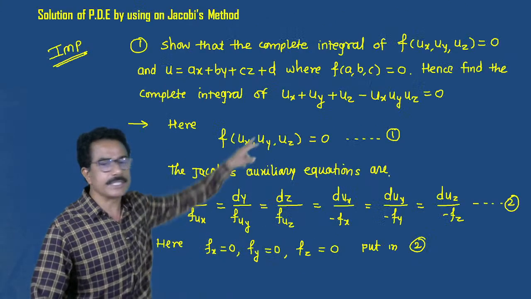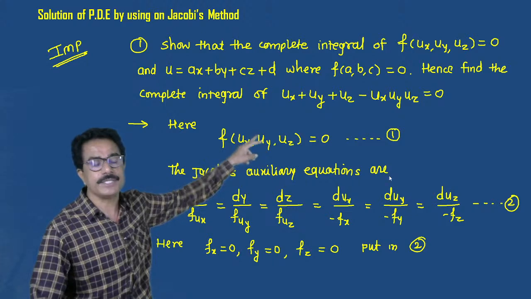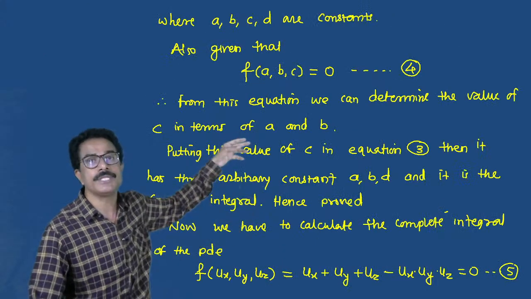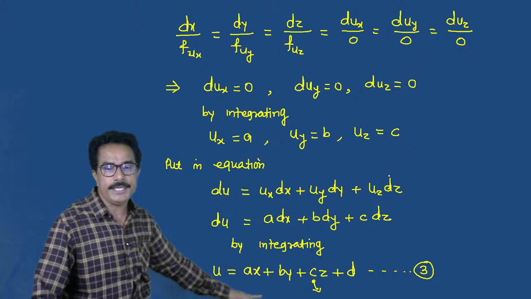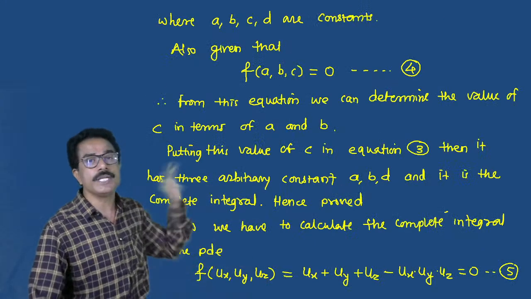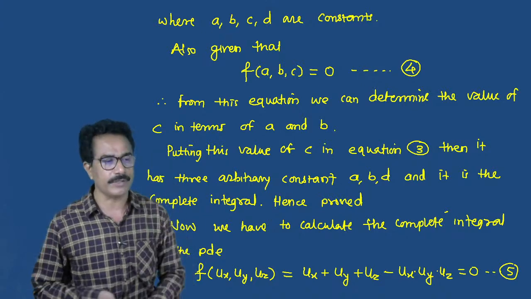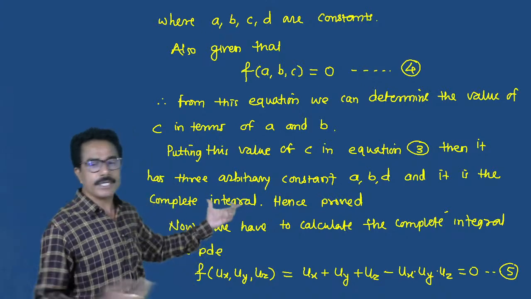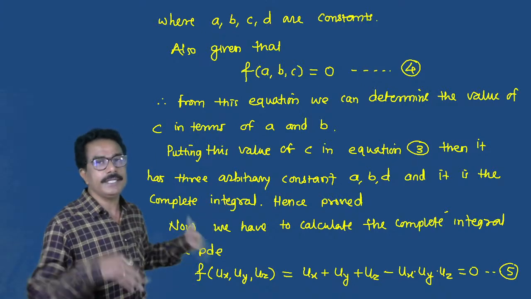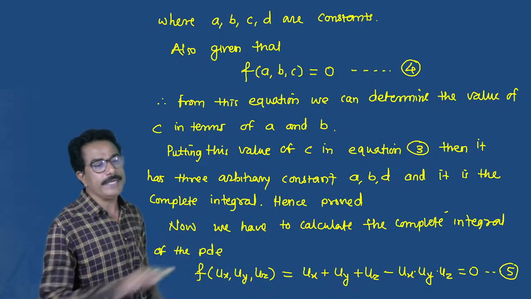But according to this condition, f of a, b, c is equal to 0, we can find the value of c and replace the value of c here. Then we will get the solution in terms of a, b, d. That means there are again 3 arbitrary constants and it is the complete solution. Then it will be the complete solution and hence proved.